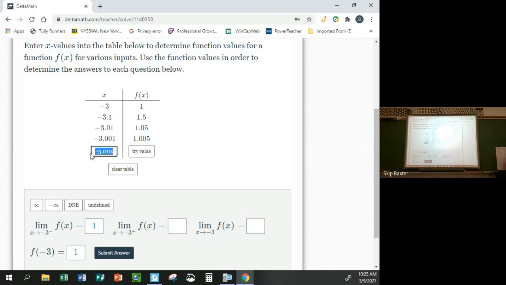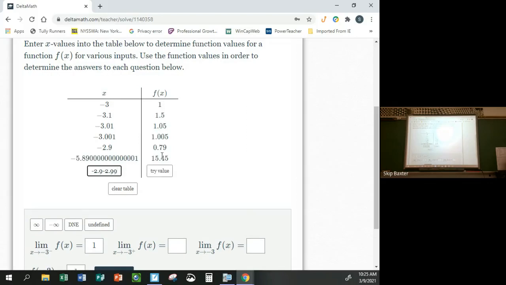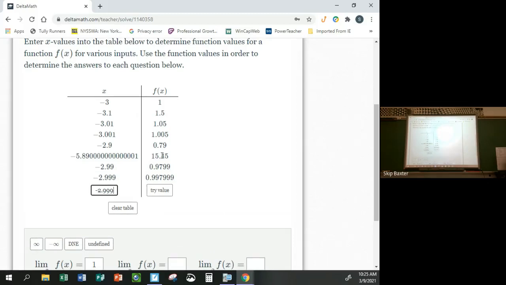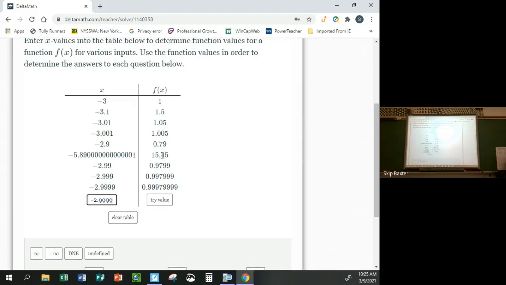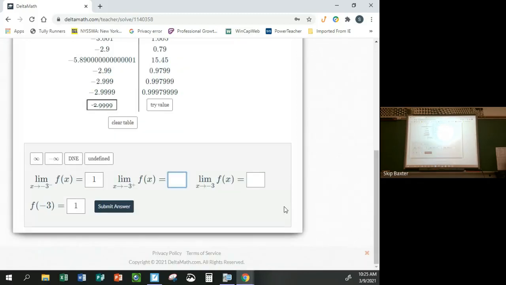So now I'm going to plug in -2.9, and -2.99, and -2.999, and -2.99999. Okay, what number does it seem like I'm getting closer to? Also 1. So down here, I'm going to type in 1 for that limit.